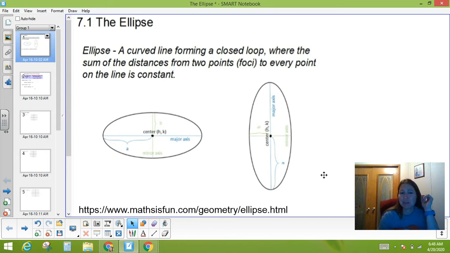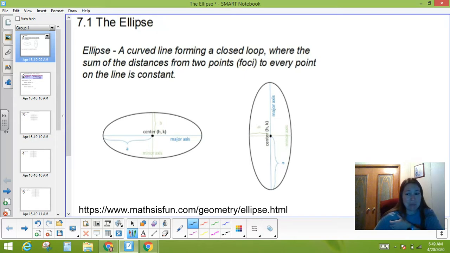So the technical definition of an ellipse is a curved line forming a closed loop where the sum of the distances from 2 points called foci to every point on the line is constant. I'm going to explain what a foci is, but we're not going to worry about it. If at some point in your future you're dealing with conic sections and you need to have heard the word foci or focus before, I'm explaining that, but we're not going to use it because it's not necessary to get a graph, which is our main goal.